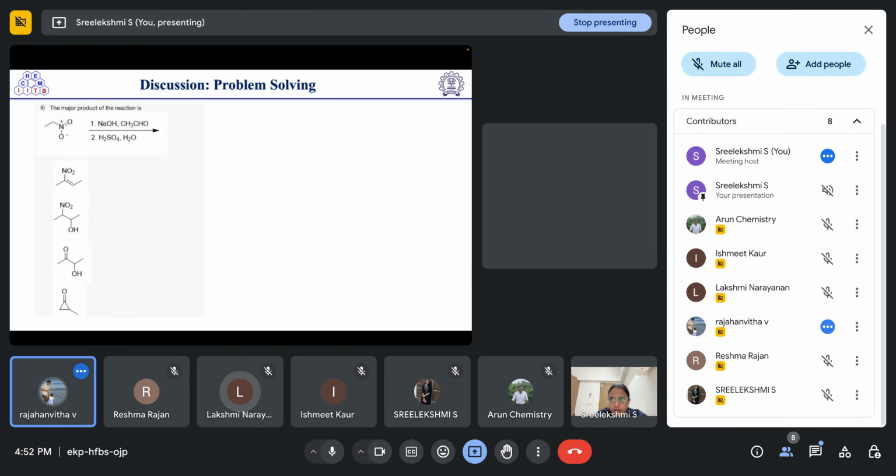Option is A. Any other options? Any other possibilities? Okay, so you can explain how it's forming.